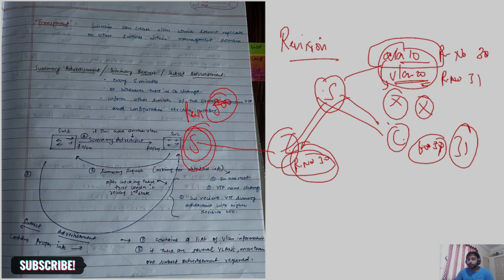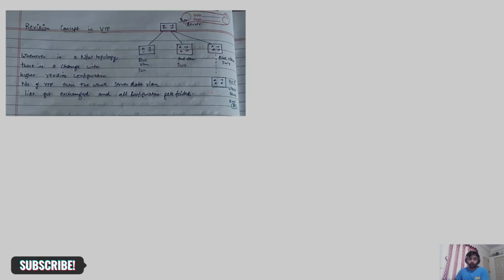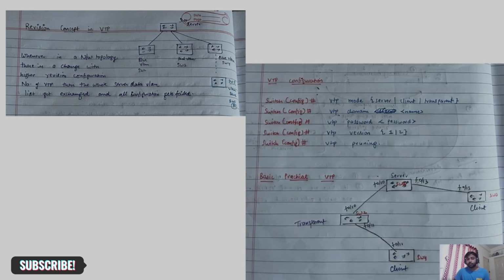It will all go wrong. Only the switch which has revision number 500, which has VLAN, let's say 35, will be copied over the whole network topology, and that way VTP fails. So revision number plays a very important role here. Whenever in a network topology there is a change with a higher VTP configuration revision number, the whole server VLAN list gets exchanged, and all the configuration fails.